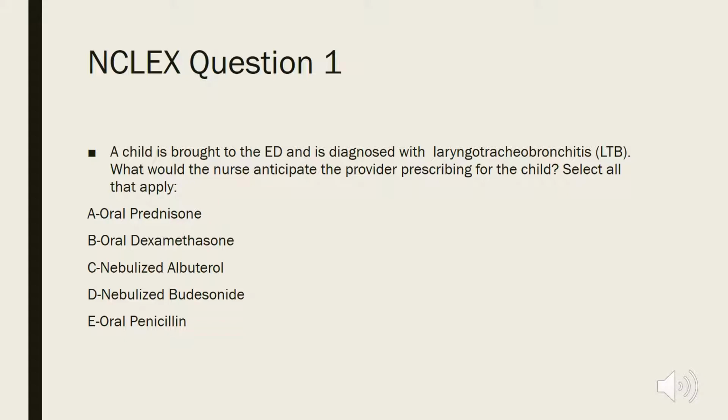NCLEX question 1. A child is brought to the emergency department and is diagnosed with laryngotracheobronchitis. What would the nurse anticipate the provider to prescribe for the child? Select all that apply. A. Oral prednisone. B. Oral dexamethasone. C. Nebulized albuterol. D. Nebulized budesonide. E. Oral penicillin.